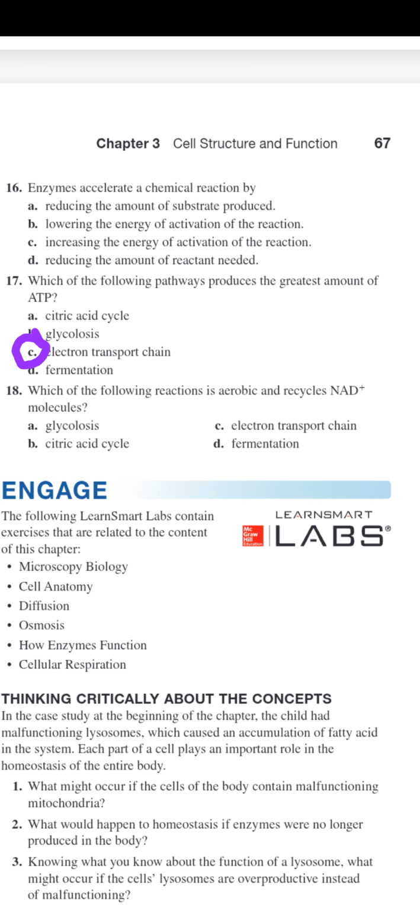Fermentation happens in anaerobic conditions, and we said that in anaerobic conditions the only thing that's happening is glycolysis, so we only get 2 ATP.